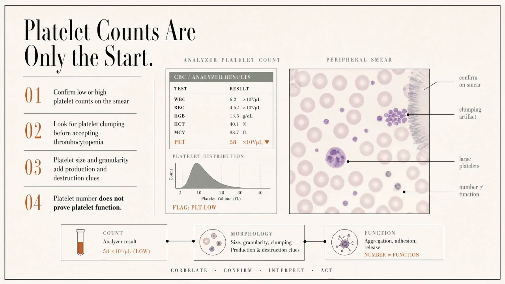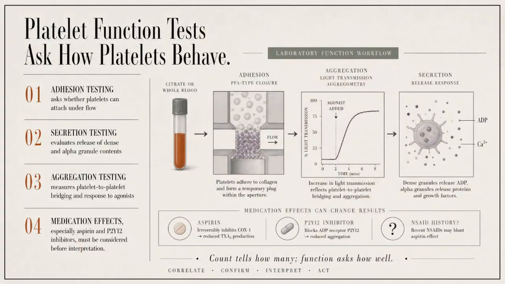In hemostasis, remember that number and structure aren't enough. Function truly matters. Even with enough platelets, if they can't adhere or aggregate, bleeding can still happen. Now, let's look at how we test that function. Platelet function testing goes beyond just counting platelets. It asks how they actually behave.